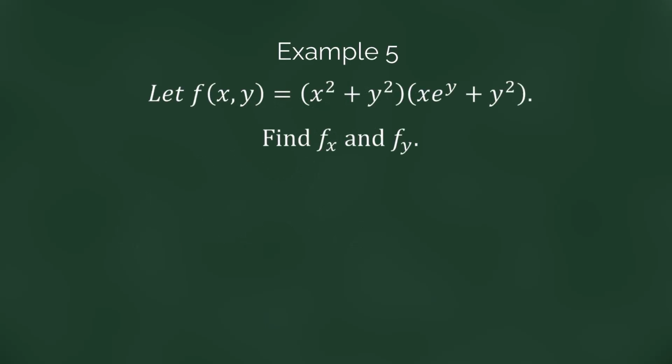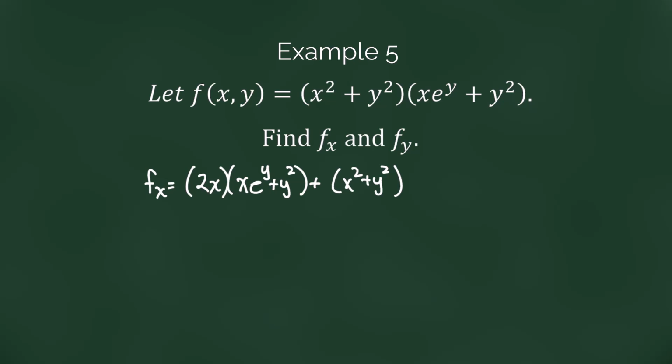For our last example, we're going to do the partials with respect to x and y of a product. So for our partials with respect to x, we're going to take the derivative of the first term with respect to x, so that's going to be 2x plus 0, because the derivative of y squared with respect to x is 0. Y is a constant. And then we're going to multiply that by the second part of our product. Then we're going to repeat the first part of our product and multiply by the derivative of the second part with respect to x. In that case, e to the y is a constant multiplying x, so we get just e to the y.